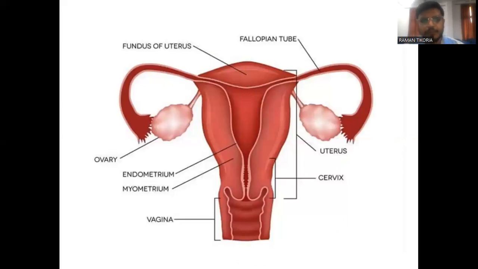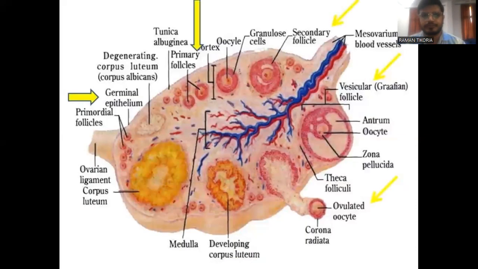Look at the female reproductive system. It consists of fallopian tube, ovary, uterus, and vagina. So what is the site of synthesis of yolk? It is also the ovary and liver. And what is the site of oogenesis? It is the ovary. Look at the ultrastructure of the ovary.